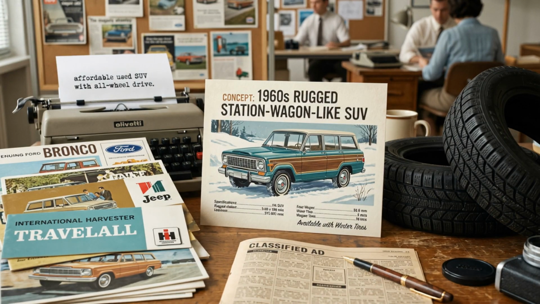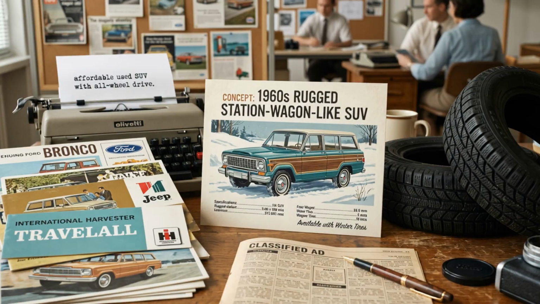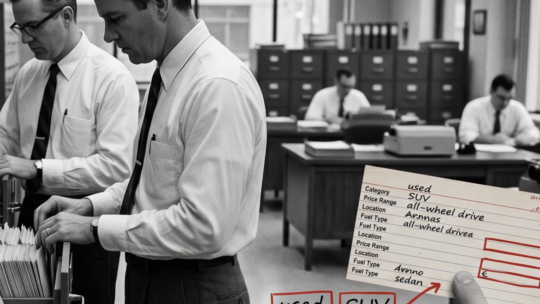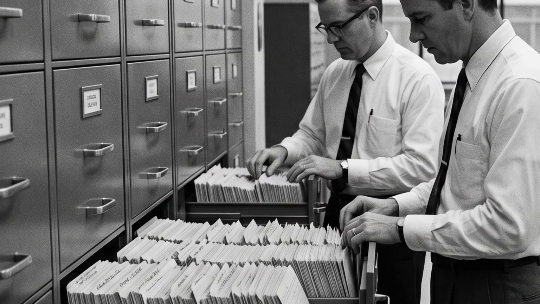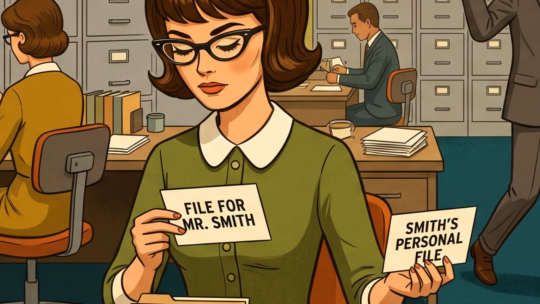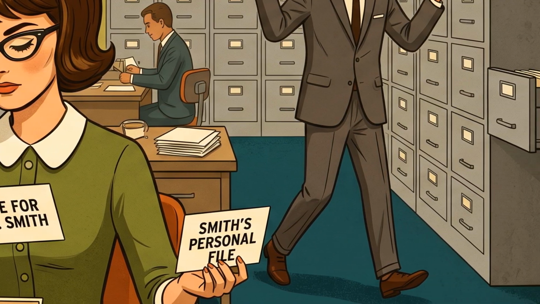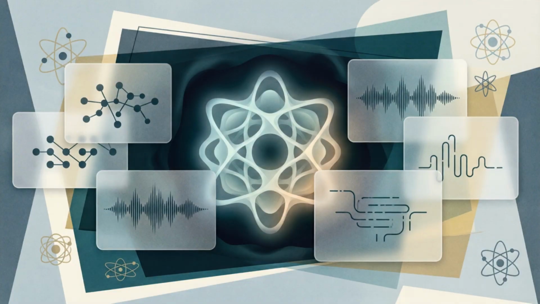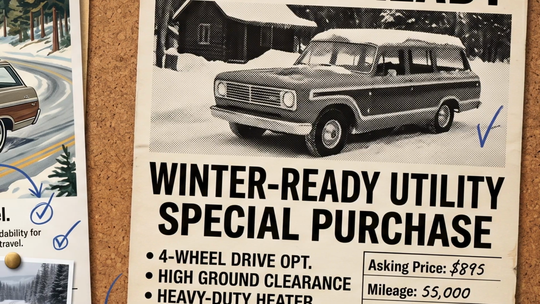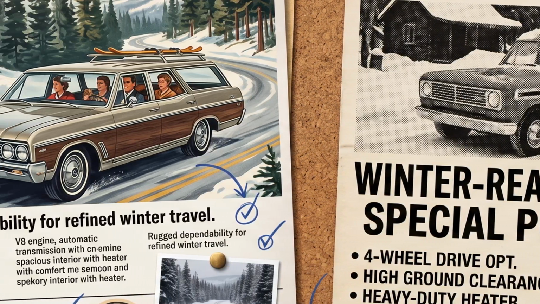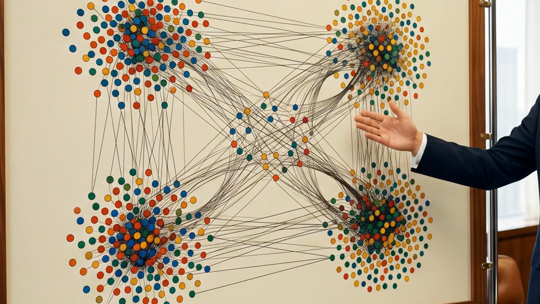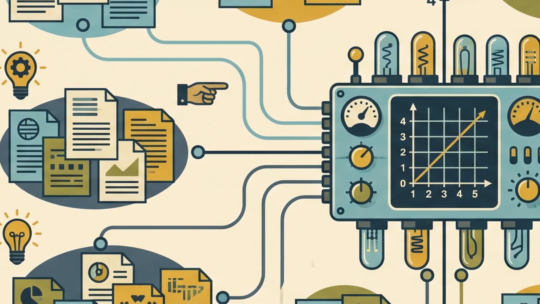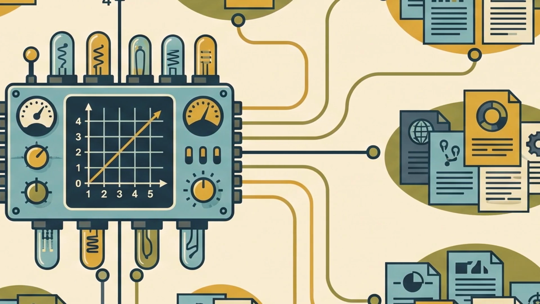Let's say you write, "affordable used SUV with all-wheel drive." A keyword system looks for words: affordable, used, SUV, all-wheel drive. Very literal, very obedient, very likely to miss the point if someone phrases the same idea differently. But an embedding system tries to capture the meaning behind the phrase, so a search for "cheap pre-owned crossover for winter driving" may land near it. Different words, similar intent. That is why embeddings matter. They let machines compare meaning without requiring exact wording.